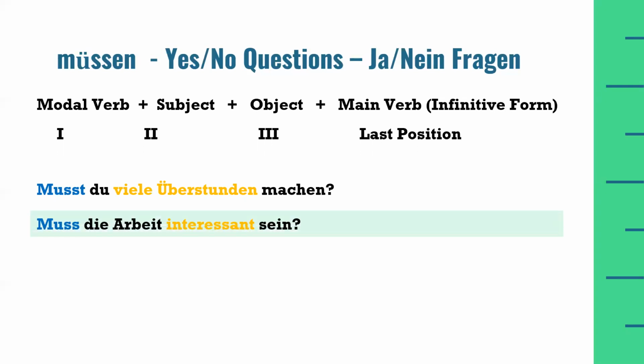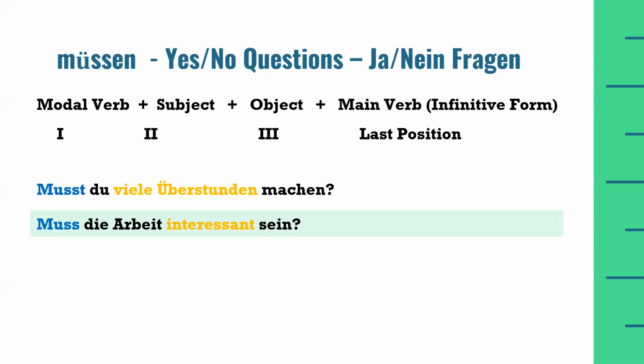Next example is muss die Arbeit interessant sein? Does the work have to be interesting? In this sentence again, muss is coming at the first position. Subject in this sentence is die Arbeit. Arbeit means work and it's a feminine noun. So we have used die Arbeit, and because of this subject, we have used the conjugation of müssen as muss.